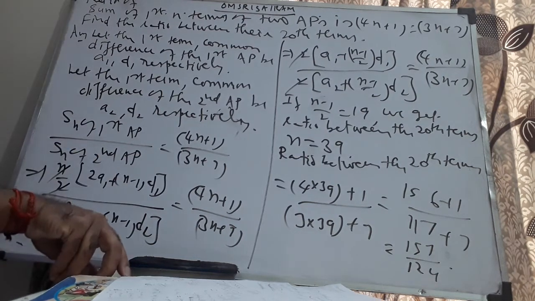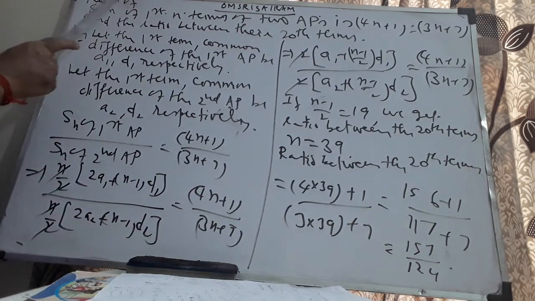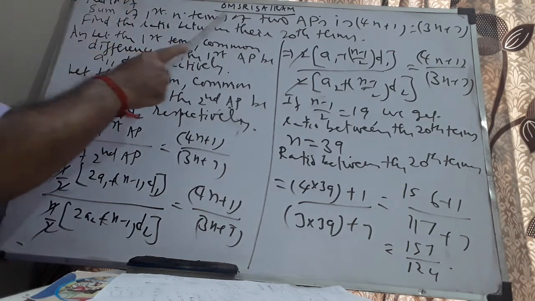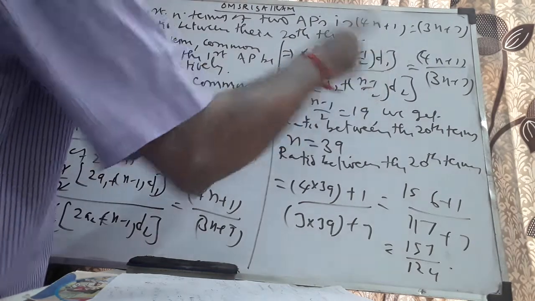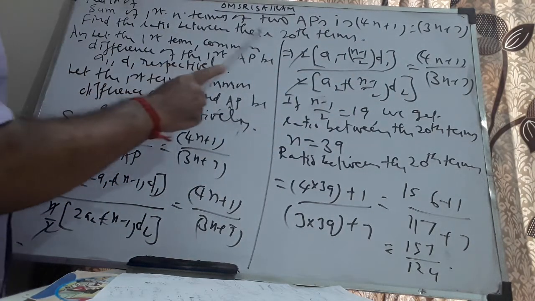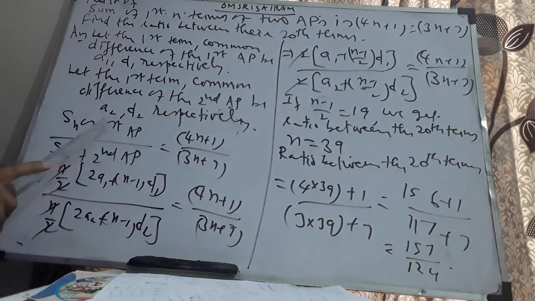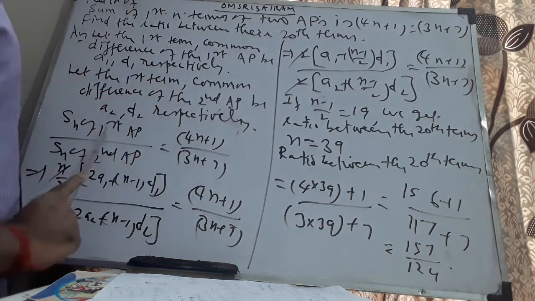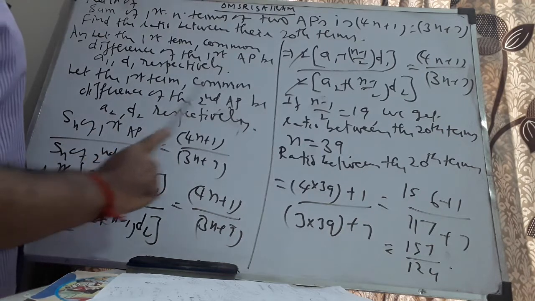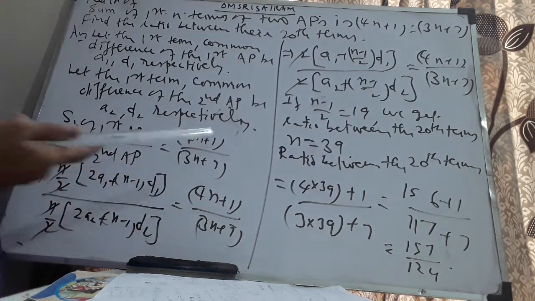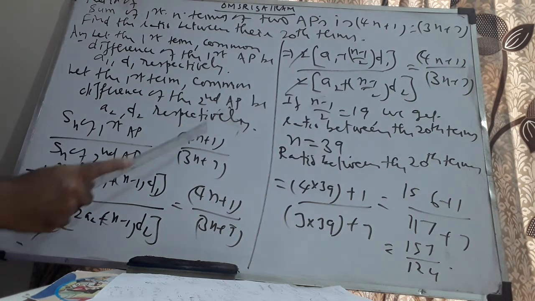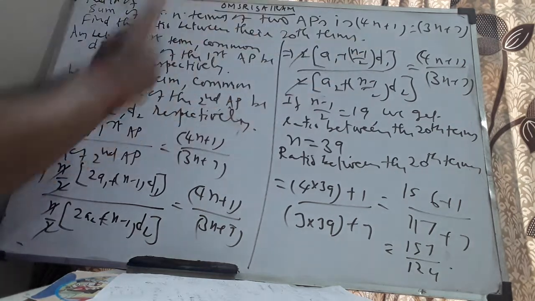Let me repeat the whole answer. The ratio of the sum of first n terms of two APs is 4n plus 1 is to 3n plus 7. Find the ratio between the 20th terms. Let the first term and common difference of the first AP be A1, D1 respectively. Let the first term and common difference of the second AP be A2, D2 respectively. We should differentiate, those are two different APs. Now Sn of first AP by Sn of second AP is equal to 4n plus 1 by 3n plus 7. That is the condition given.